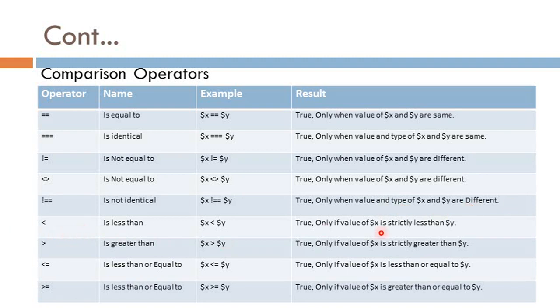Then less than, it gives a true value if the value of one operand is less than another operand. Greater than, it gives a true value if the value of $x, or one operand, is greater than the second operand. Less than or equal to, it gives the true value if the value of one variable, one operand, is less than or equal to another variable. Same way, greater than or equal to, it gives the true value if the value of one operand is greater than or equal to another operand.